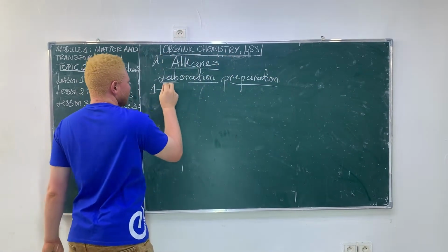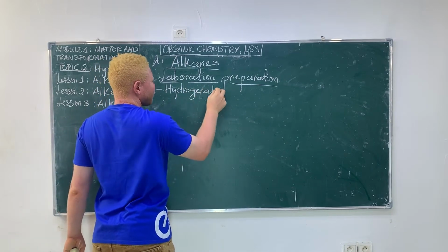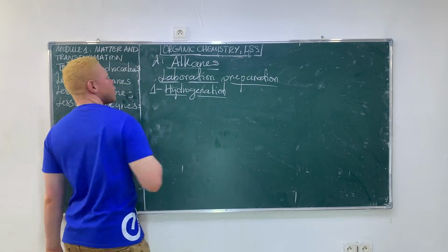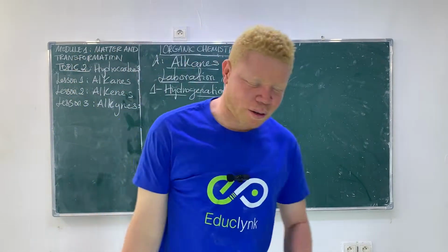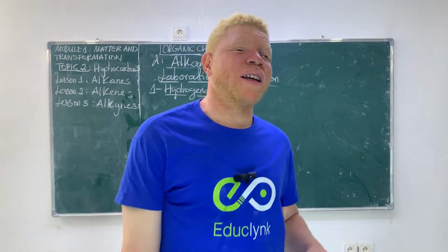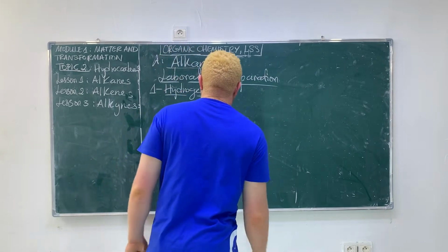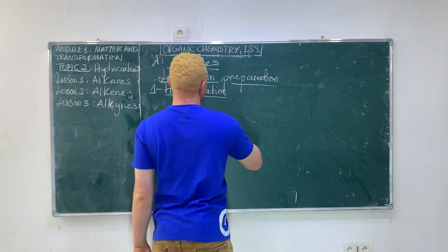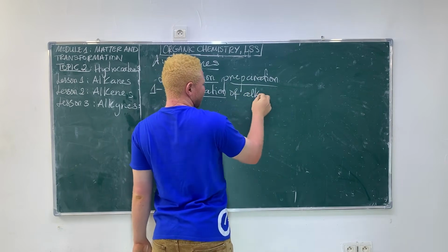Number 1, hydrogenation. Hydrogenation simply means the addition of hydrogen. The hydrogenation of alkenes yields alkanes. So that's the reverse.